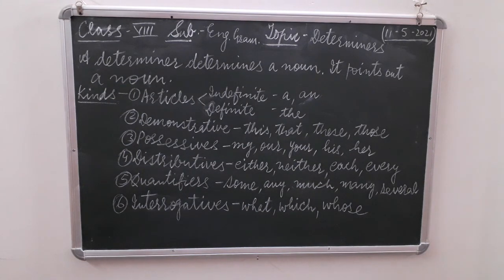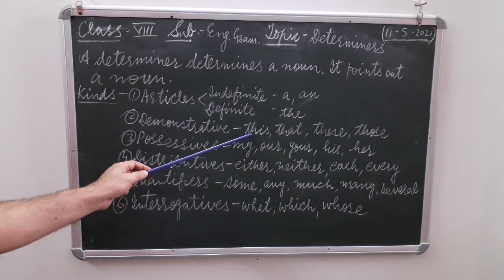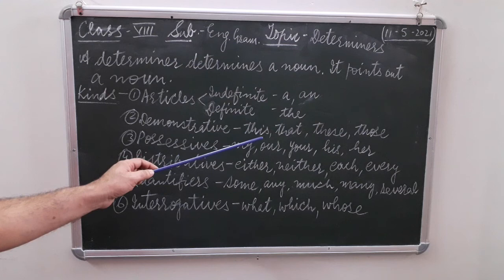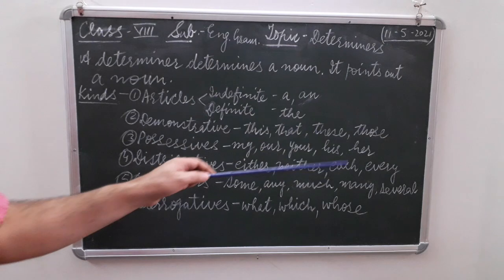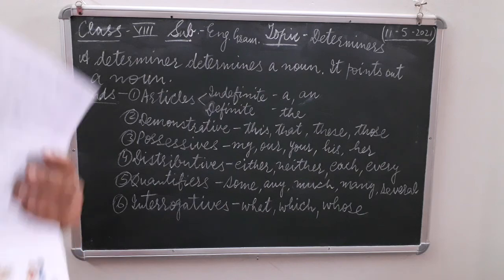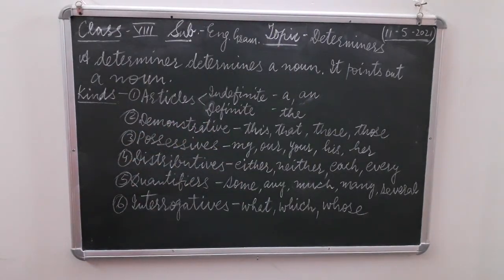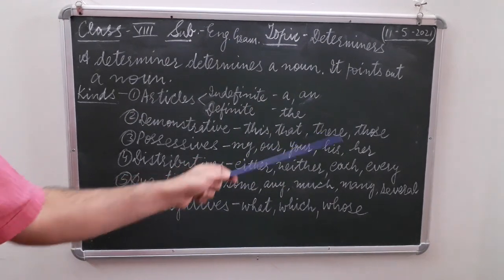Now let us come to the next. Demonstrative determiners. Demonstrative means to point out. For example, this, that, these and those. This is used for an object that is near to us, that for an object far from us. These for objects that are near to us and those for objects that are far from us. For example, if I say this book is mine, that house is his, these are my copies.